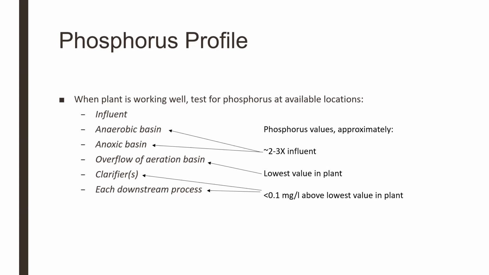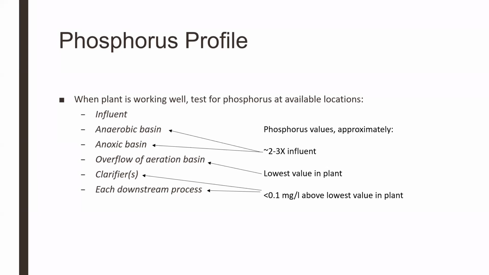And the overflow of the aeration basin, and this will be, again, supernatant from the settled mixed liquor, is going to be the lowest value in the plant in most cases. So this is after the biological nutrient removal has been complete, and then it's just a matter of separating the solids out from the liquids. So your lowest value in the plant should be at the overflow of the aeration basin. Then if you're looking at the water coming out of your clarifiers and each downstream process, such as UV or tertiary filters, you want that to be within about 0.1 milligrams per liter of the lowest value in your plant. So that would be the overflow of the aeration basin in most cases.